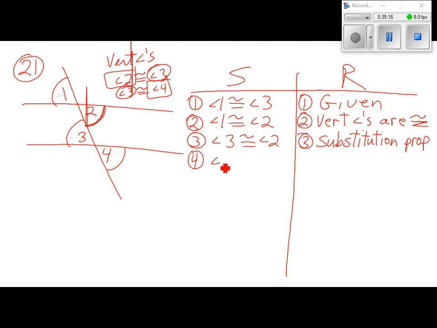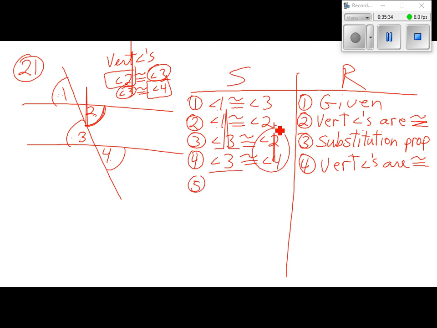And number 4, I know angle 3 has to be congruent to angle 4, and that's because they are vertical angles. So vertical angles are congruent. I got 3 here, I got 3 here. That tells me these other two have to be the same, so angle 2 is congruent to angle 4, and that's what I'm trying to prove. And all I used there was substitution property.